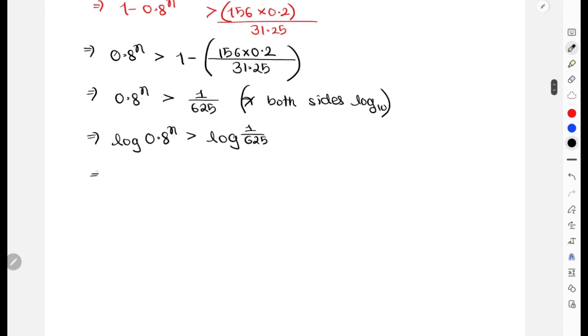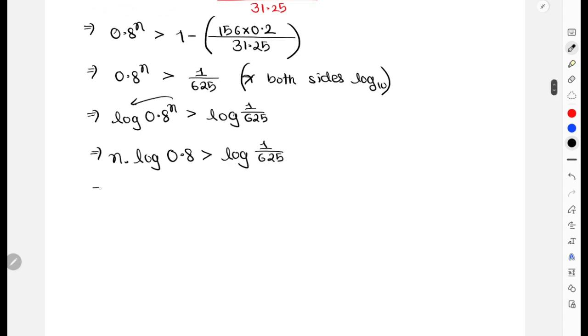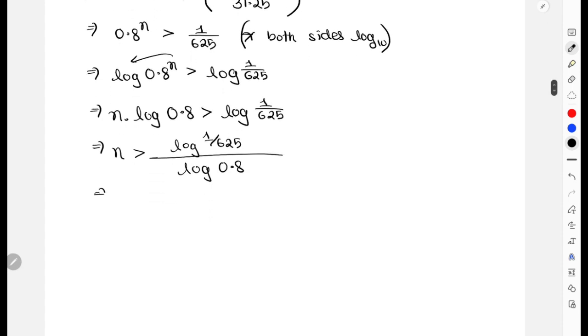625. What you can do again is that you can take this n in the front, so it will be n multiplied with log 0.8 greater than log 1 over 625, which is now going to be n greater than, since it was in multiplied format, you change this, it will be log 1 divided by 625 divided by log 0.8. Okay, so if you calculate this, you're actually getting n as 28.85, which indicates that the value for n should be greater than 28.85, right? So it could be 29, 30, 31, 32.